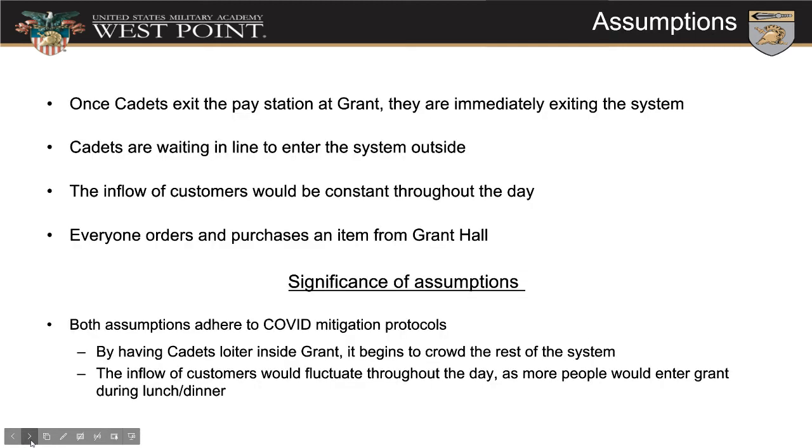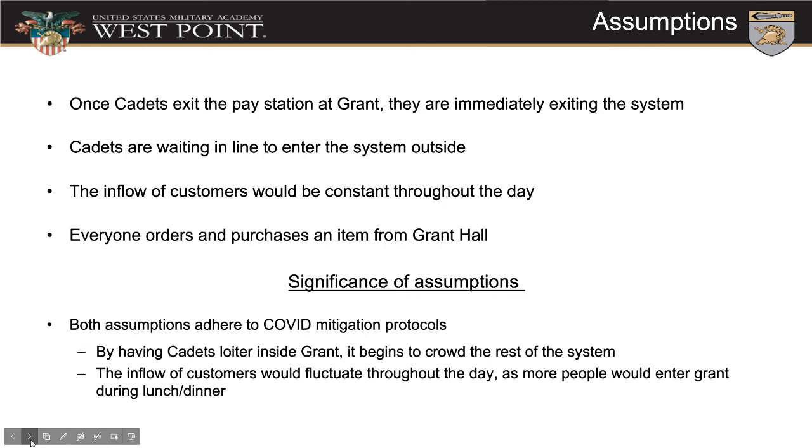So our assumptions, we have four primary assumptions. The first, once cadets exit the pay station at Grant, they are immediately exiting the system. We assume this because it's unidirectional, meaning they don't just hang out there and disrupt the flow. Our second assumption is cadets are waiting in line to enter the system outside. This is huge because it's going lines with COVID mitigations. Our third assumption, the inflow of customers will be constant throughout the day.